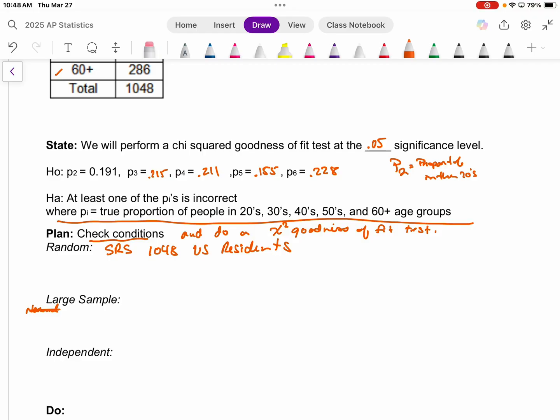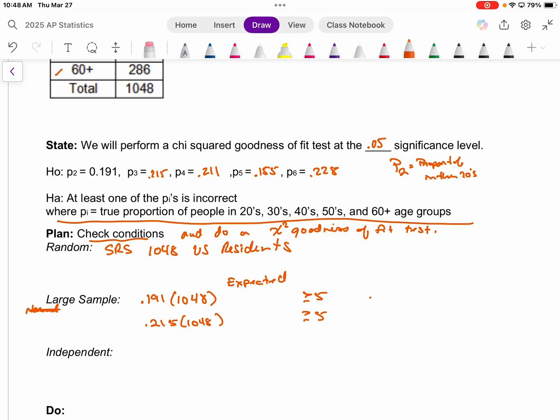So large count. Here's the hard part. On the large count, we got to take each of those percentages, 0.191, and multiply it by 1,048 to get our expected. Because each of our expected need to be greater than 5. So this is where it takes a while. The more categories this thing has, the longer it takes to do this phase here. And yes, you got to do all these. If you don't, you lose total credit for that part there. So I got to check all 5 of those percentages times 1,048. Are those numbers greater than or equal to 5?